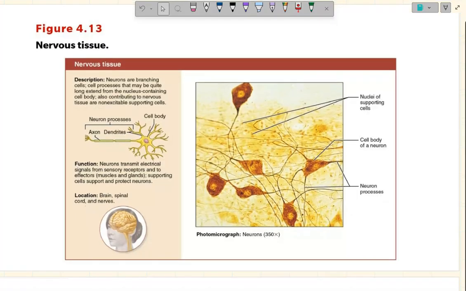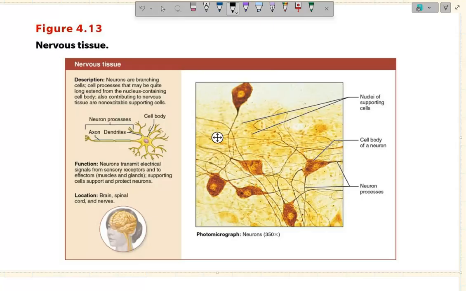Okay, so that's it for connective tissue, but we do have just one more slide to show you, a slide of nervous tissue. This is the last type of tissue that I'm showing you. So we've had epithelial, we've had connective tissue, and now we have nervous tissue. We haven't talked about muscle tissue yet in lecture, so for right now, this is the last type that I'm showing you. But don't worry, we will get to muscle tissue.